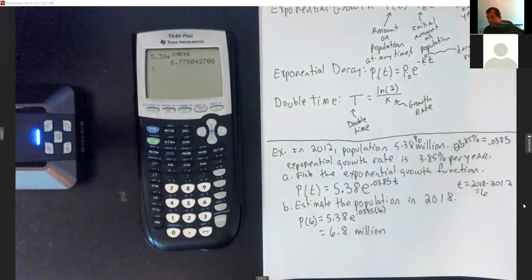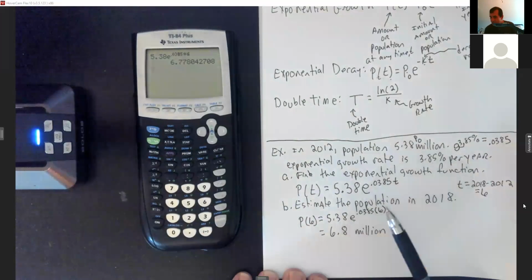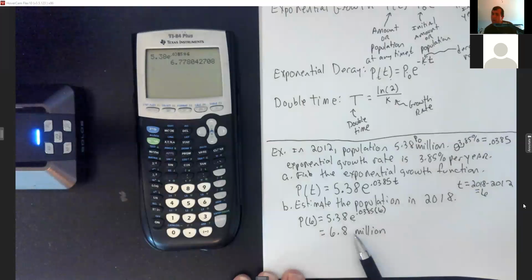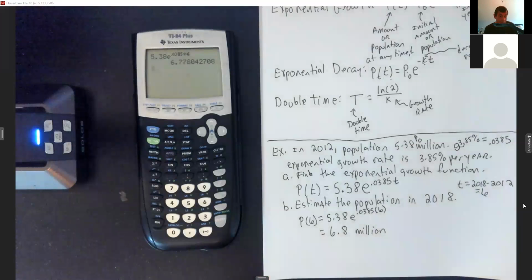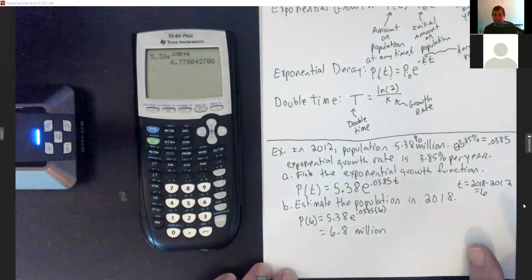So if you notice, in those 6 years, this little town or city or whatever we're looking at grew almost 1.5 million people. All right, so y'all got that?